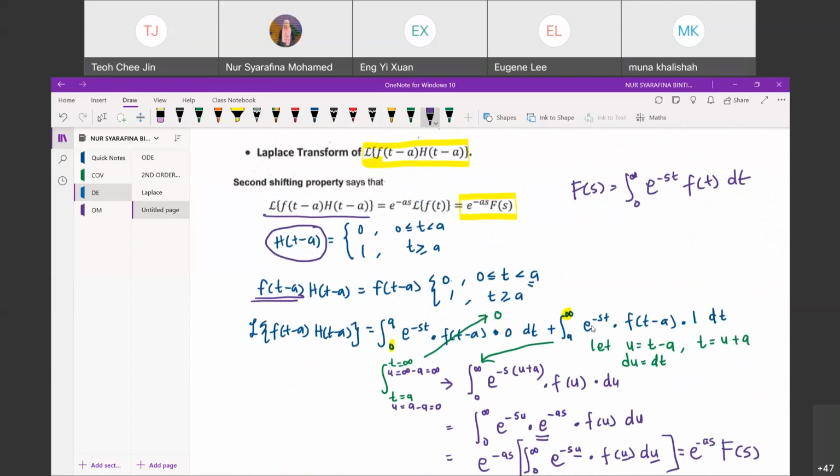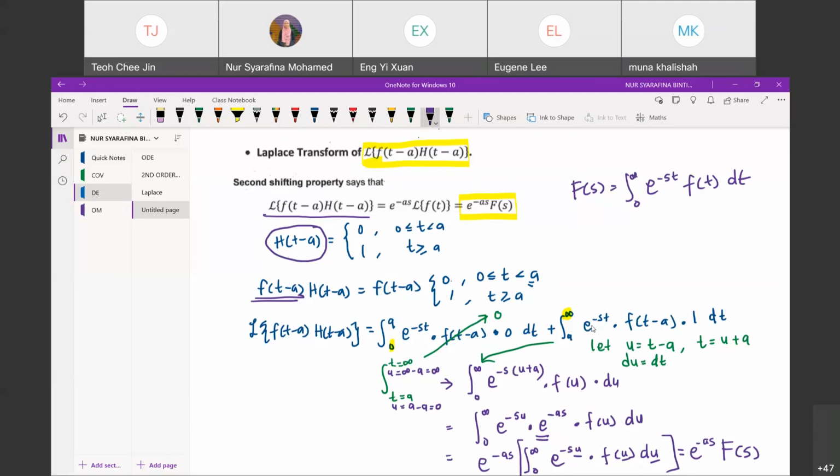Okay, understand? So actually, this is how we prove it. Usually this proving process is not used in practice. That one is for your additional knowledge on how we obtain this formula, why we use this exponent minus as F(s). But sometimes, even though it is rare, maybe it can be asked. Okay, but just to let you know.